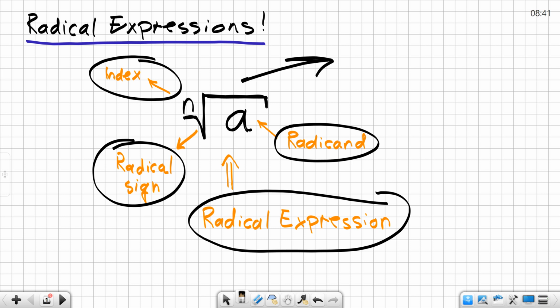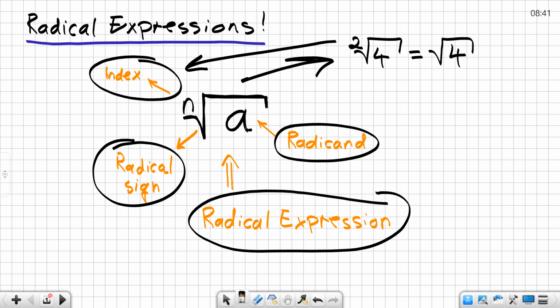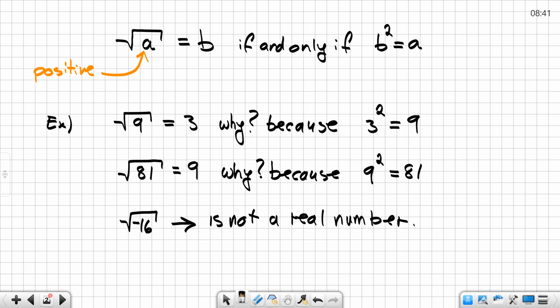Let me tell you that this index does not need to be written down if I am only talking about the square root. In other words, if there is a 2 theoretically being the index, then I do not need to write this 2. This is the same thing as if I would just write this. So let's have a look at what this really means.